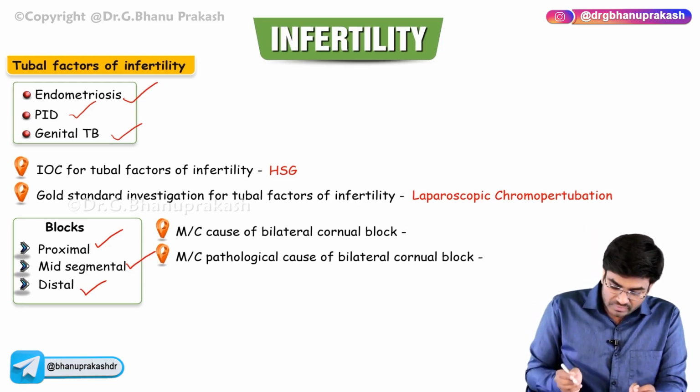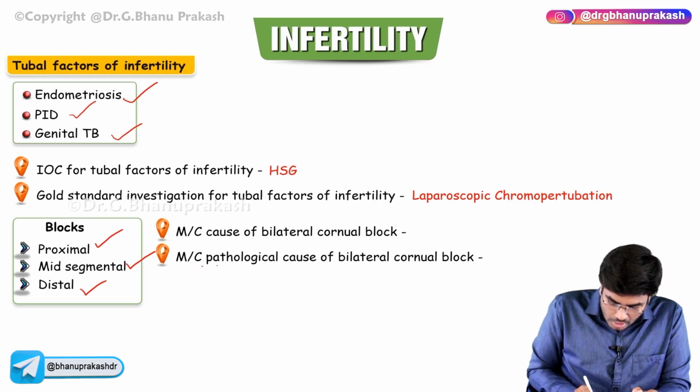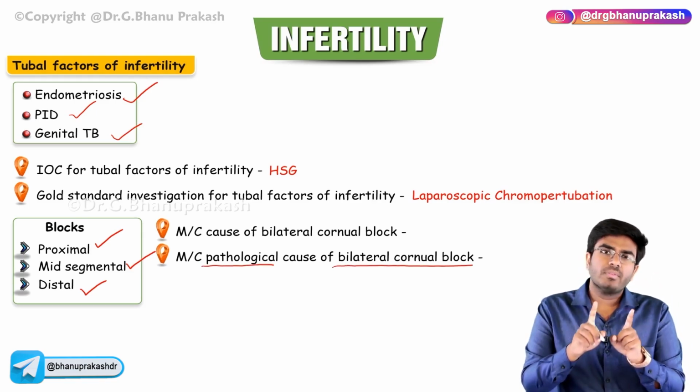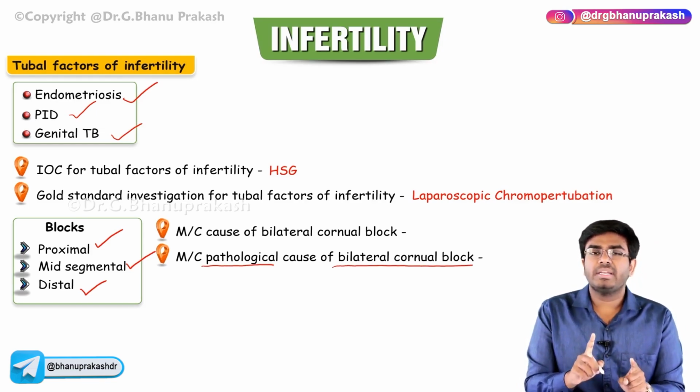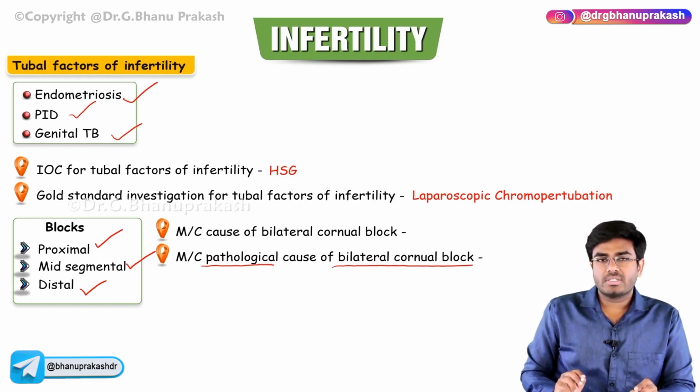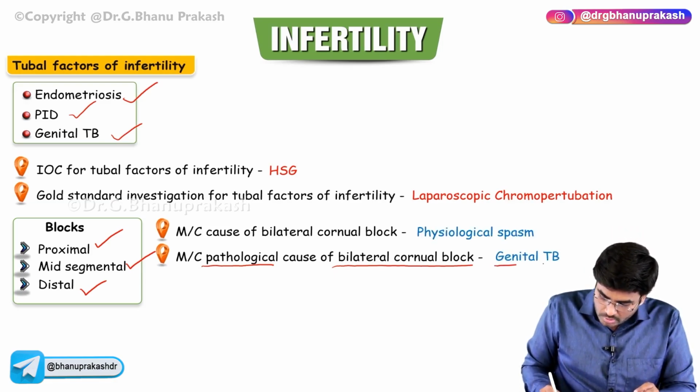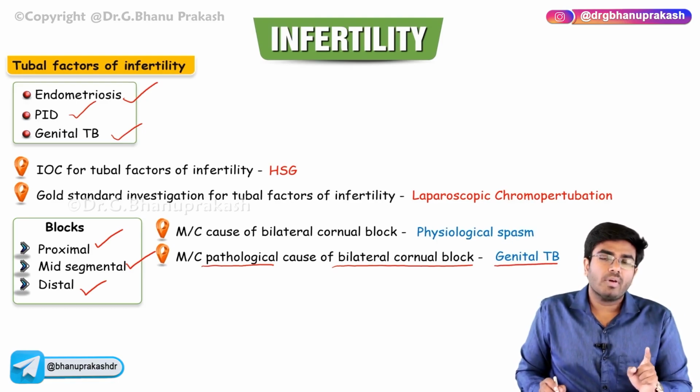Okay. Now, if they ask you, what is the pathological cause of bilateral cornual block? The physiological cause is physiological spasm of the sphincters. The pathological cause, we know, is genital tuberculosis. Genital tuberculosis will cause the bilateral cornual block.